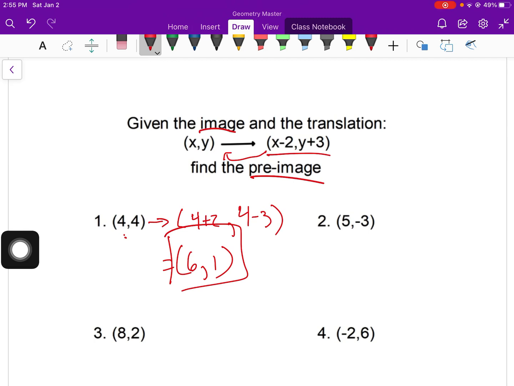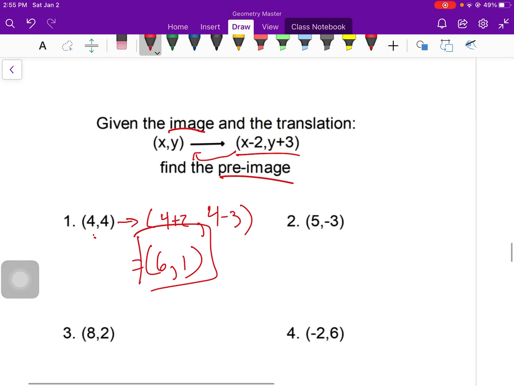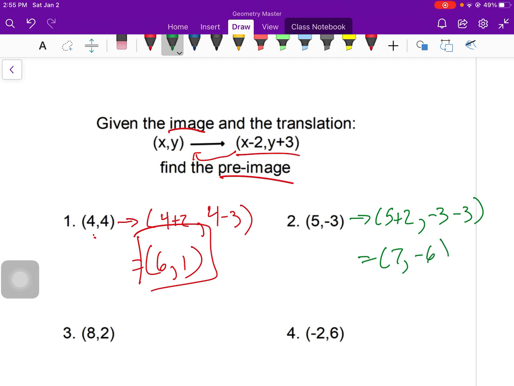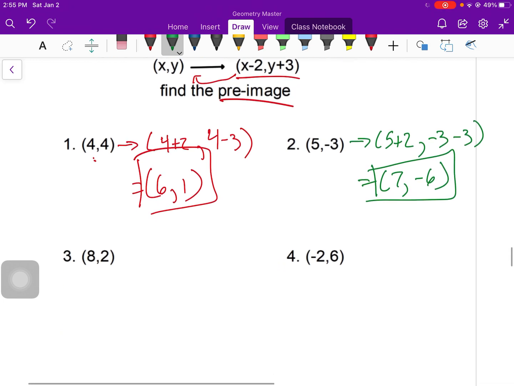So the mistake that people are going to make is they're just going to see this translation written right here. They're not going to read the rest of these words, and they're just going to do 4 minus 2 and 4 plus 3 to get their answer. So make sure you're paying attention to if I give you the pre-image or if I give you the image. So for number 2, we have to do the opposite thing again. So it's going to be 5 plus 2, and then negative 3 minus 3. So we get (7, -6).